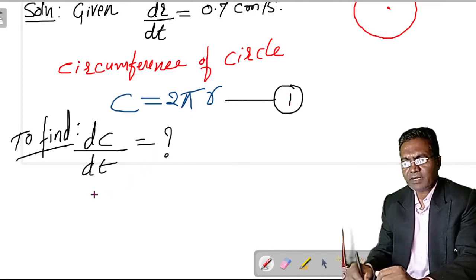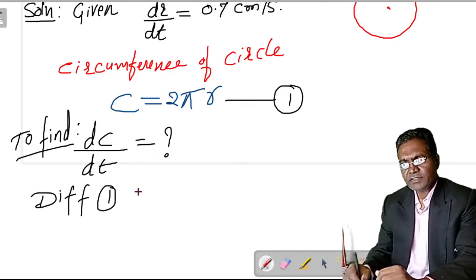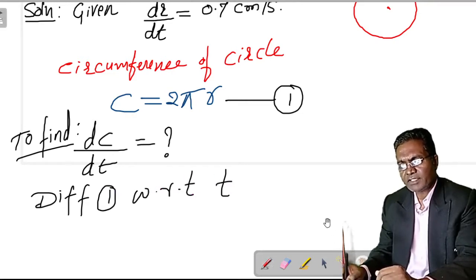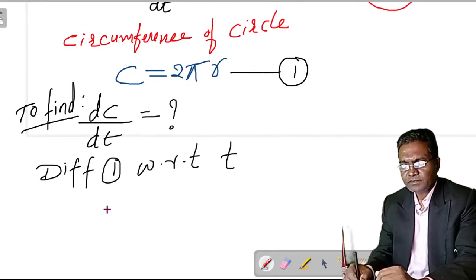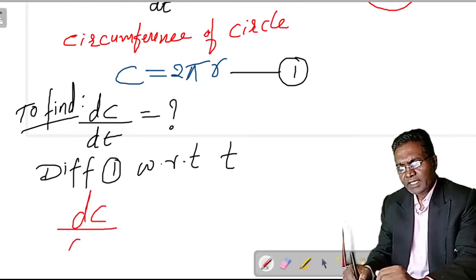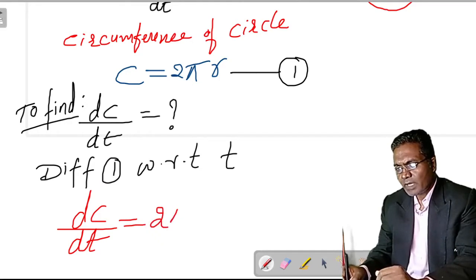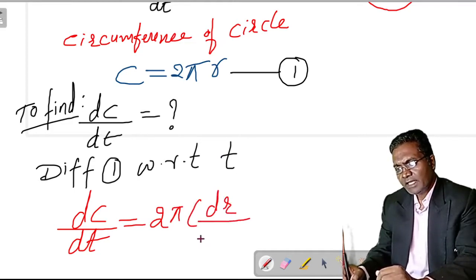Differentiate equation 1 with respect to t. If you differentiate directly, you will get the result. So what is the derivative of c with respect to t? dc by dt equals 2 pi, 2 pi is constant, and the derivative of r with respect to t. r is a variable, so it is dr by dt.